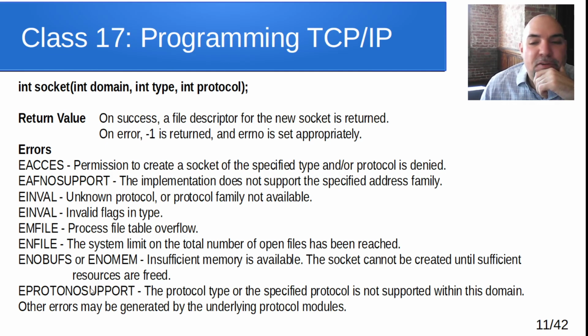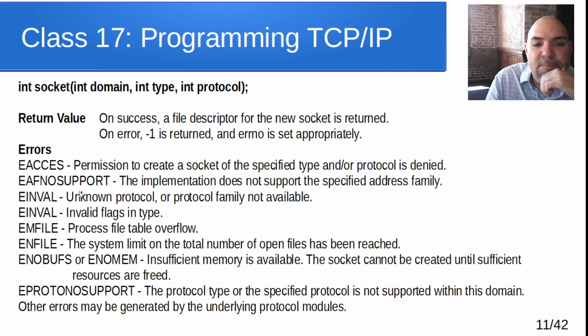And then you'll notice the return value for the socket function. It says on success, a file descriptor for the new socket is returned. And on error, a -1 is returned, and this global variable errno is set to some integer value that says what the error was. Now, what are some of those errors? They're listed down here. Permission to create a socket was denied. There's also that the protocol you requested is not supported. In other words, the machine you're on doesn't have that protocol.